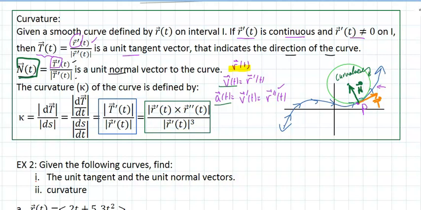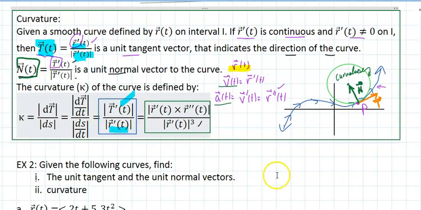Now if they ask for the tangent, since you need to find r prime and the magnitude, well, guess what? This is already right there. All you have to do is take a derivative of this and find the magnitude of it. You want to stick with the cross product divided by the magnitude cubed? That works as well. It's the same answer.